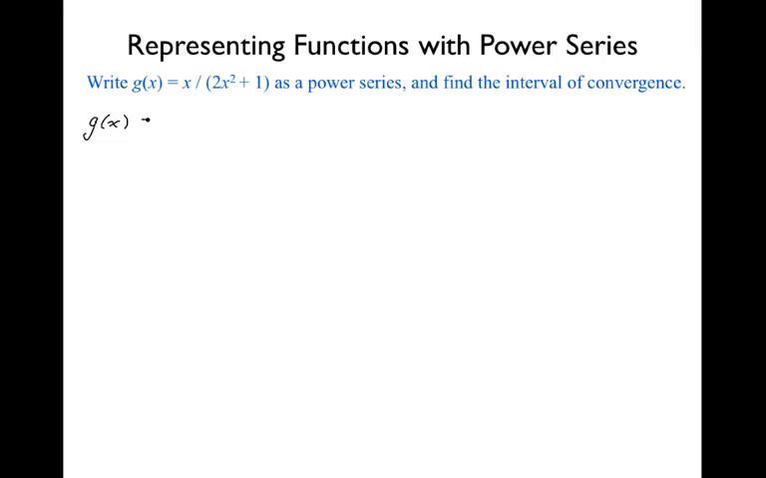Can we see this as a over 1 minus r? How can I write this as a over 1 minus r?